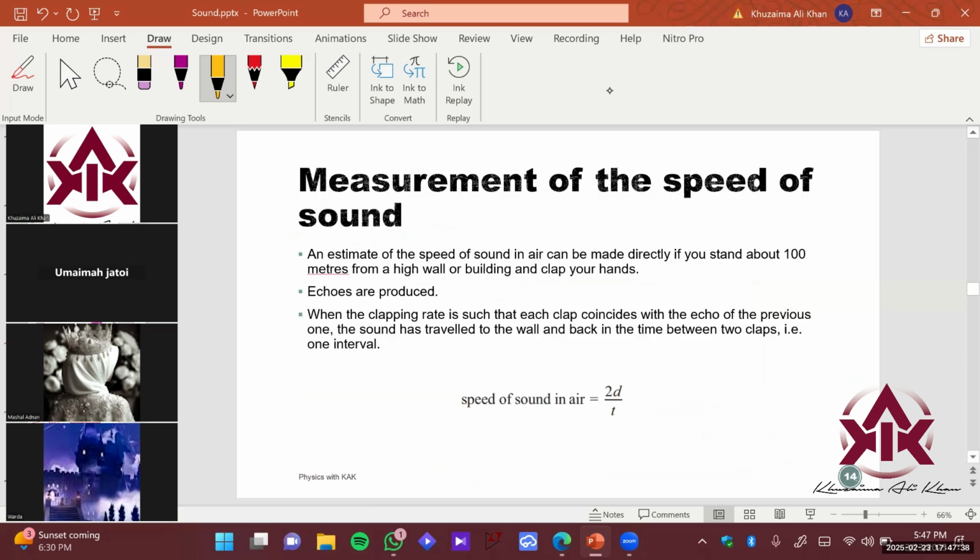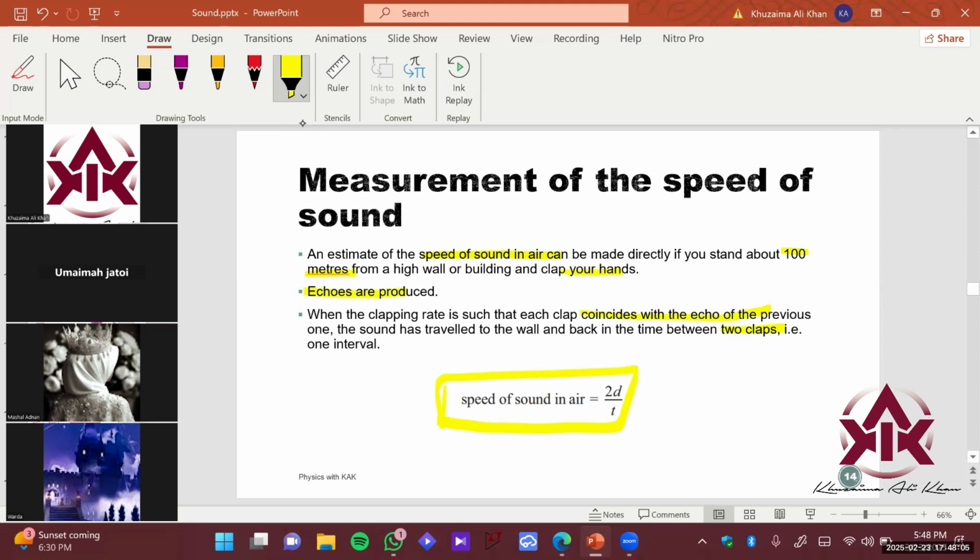This is what is written over here: an estimate of the speed of sound in air can be made directly. You stand about 100 meters from a high wall or building and clap your hands, so echoes are produced. When the clapping rate is such that each clap coincides with the echo of the previous one, the clap has traveled to the wall and back in the time of 2 claps, okay?